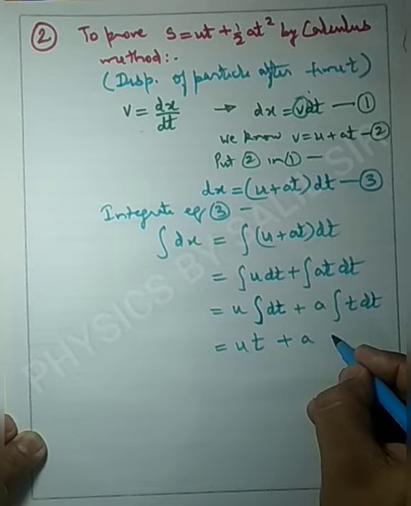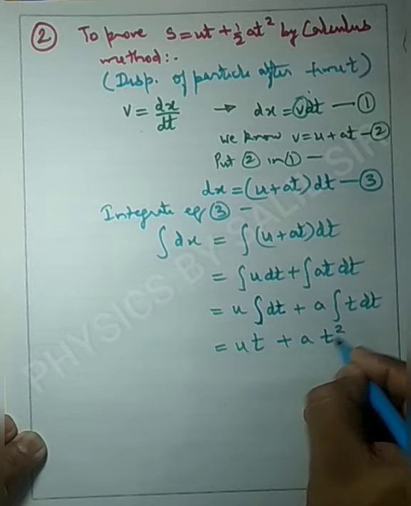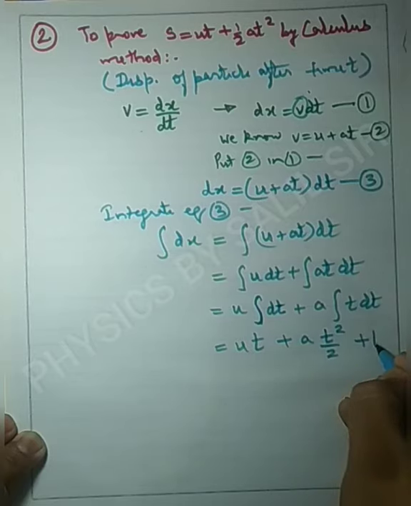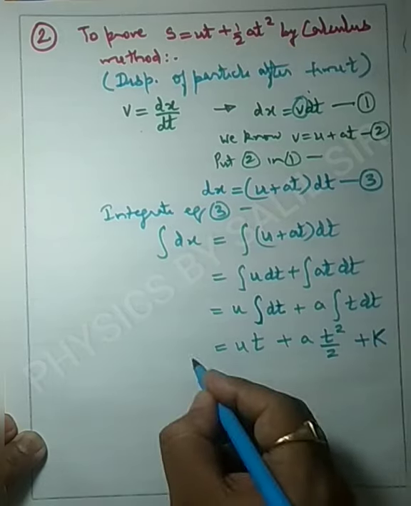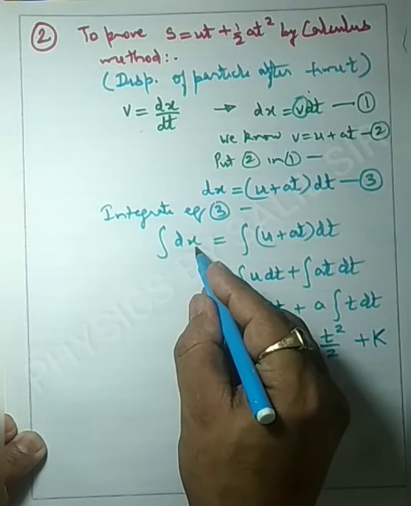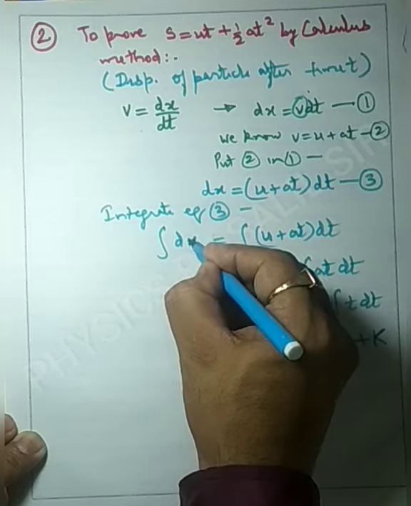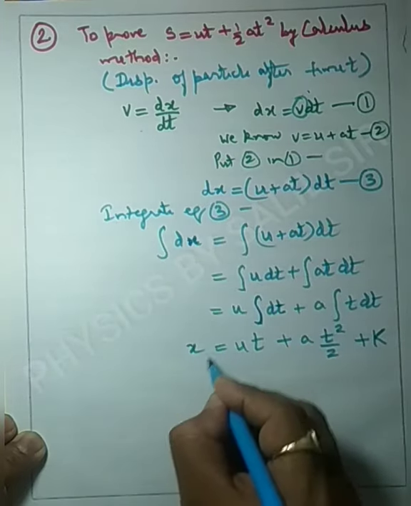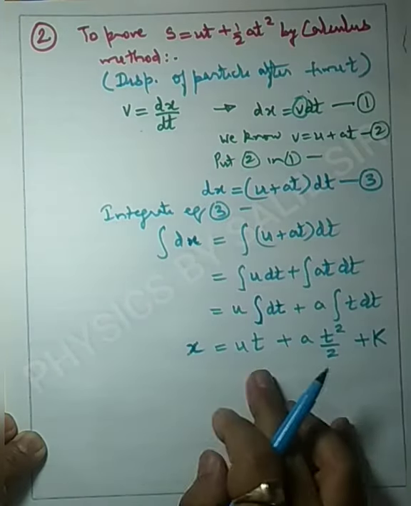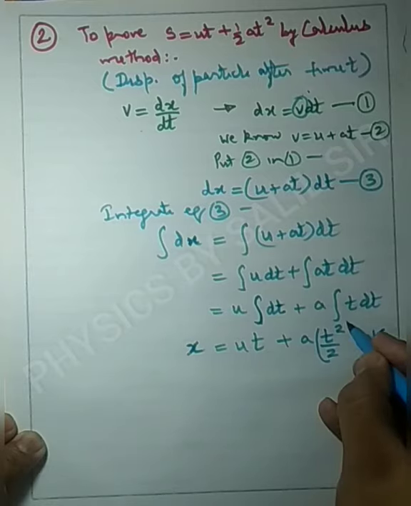According to the rule of integration, this will be t square upon 2, and plus a constant k will come, and on the left hand side, if we integrate dx, then we will get the displacement as x. So x is equal to ut plus a t square by 2.